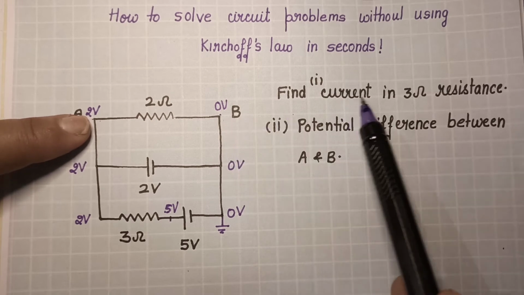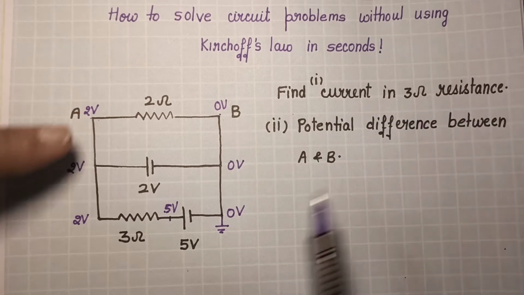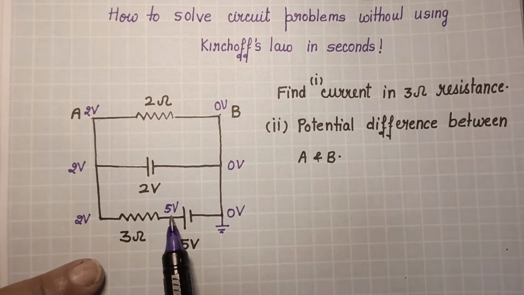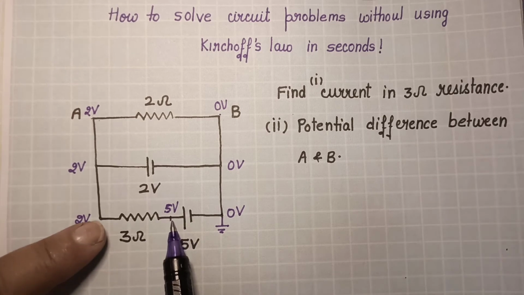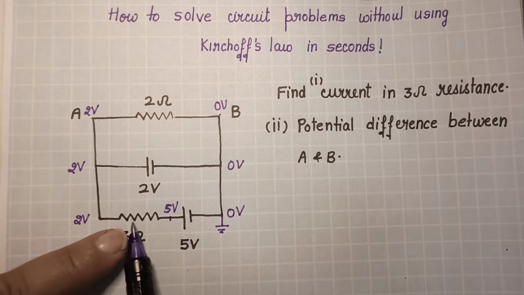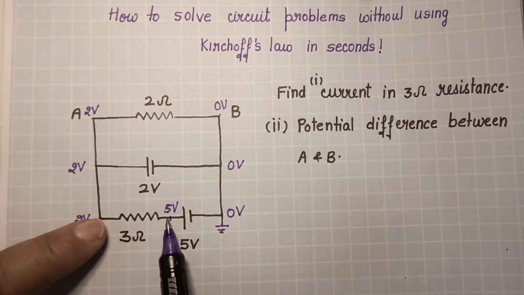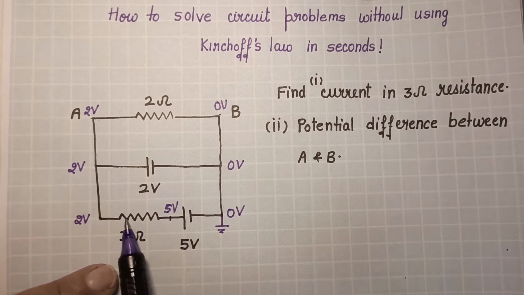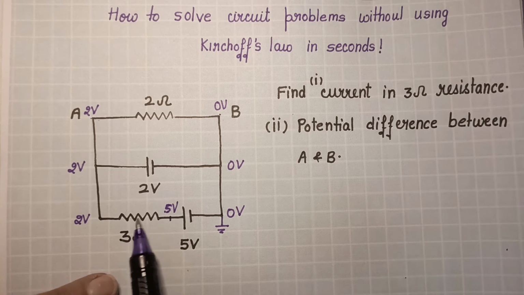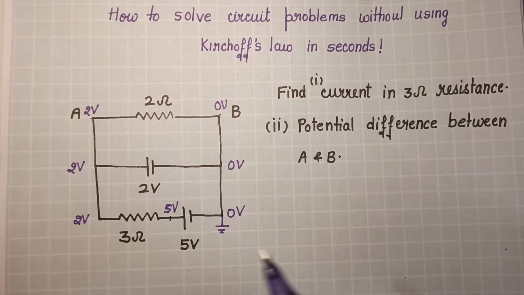And then they are asking to find the current in the 3 ohm resistance. Observe, this point of the resistance is at 5 volt. This point of the resistance is at 2 volt. So the potential difference here is 3 volt and the resistance is 3 ohm. So the current through this resistance will be potential difference 3 volt divided by resistance 3 ohm, that is 1 ampere. Orally you can solve this problem.